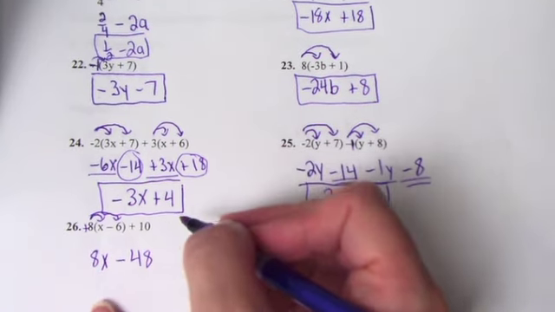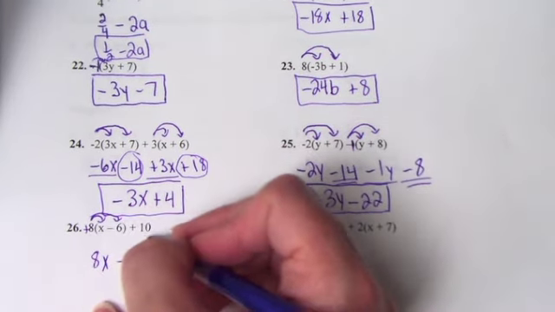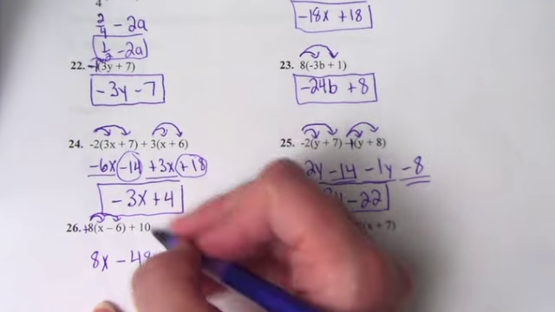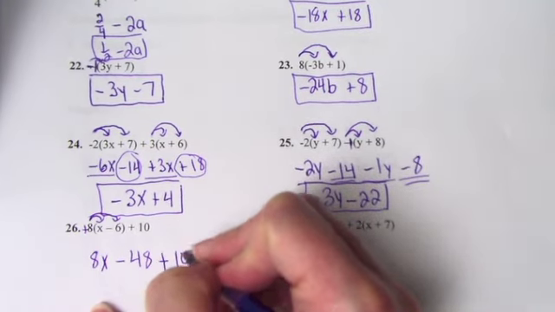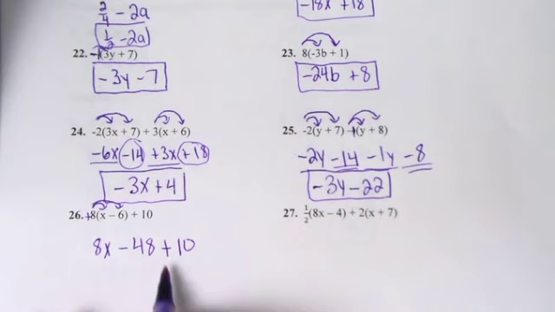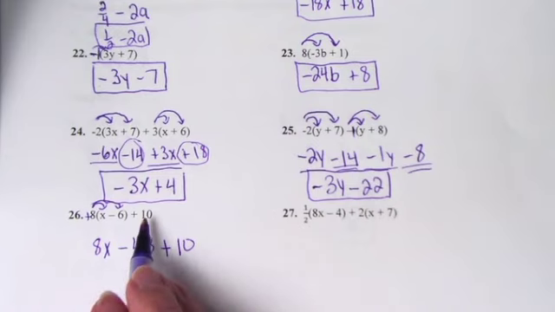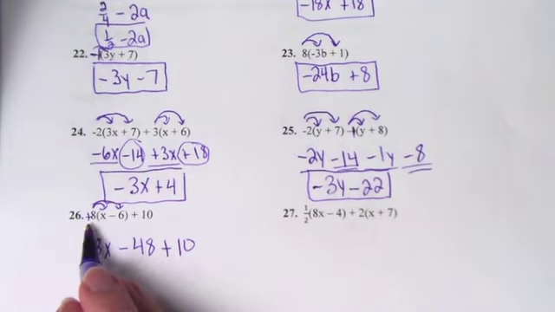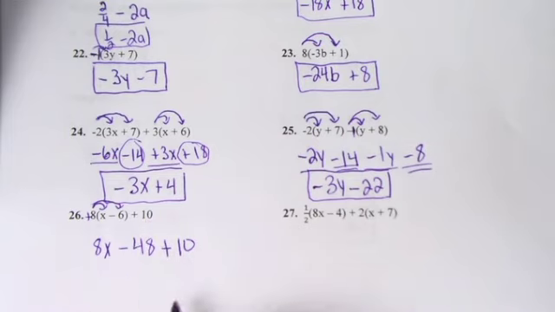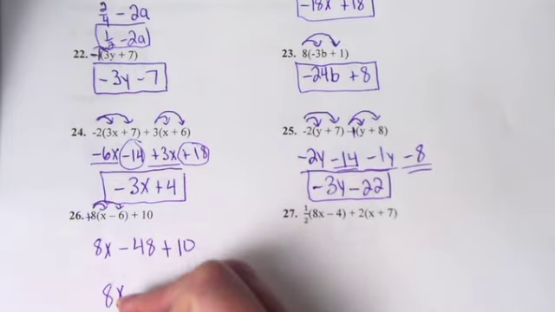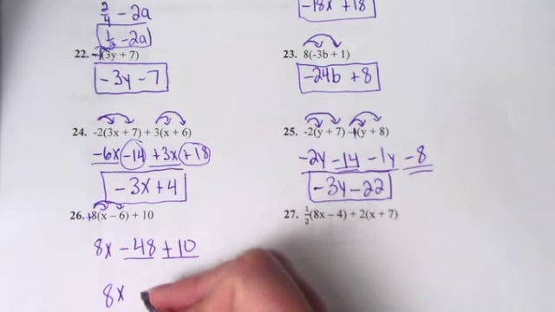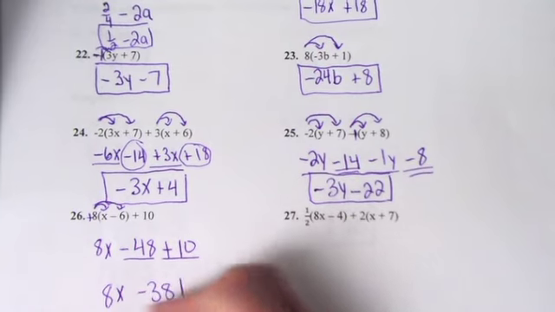Now, something that a lot of students do is they try to take this 8 times 10. This 10 is separate. It's by itself. You just add it on at the end, a positive 10. This does not have to be multiplied with anything, okay? It's not in the parentheses, so the 8 can't reach it, all right? So then we get 8x, and then -48 plus 10 gives you a -38.